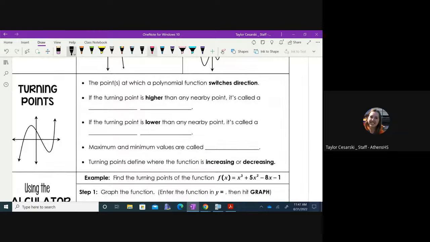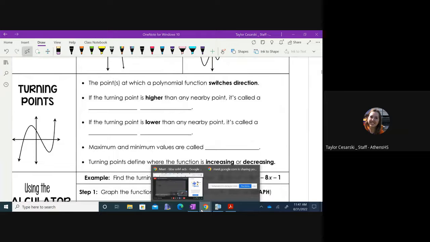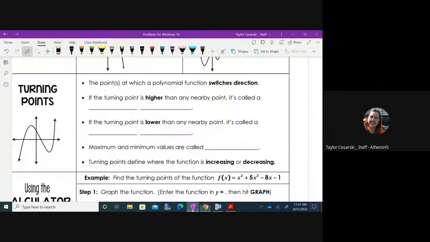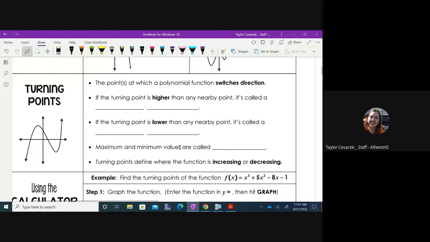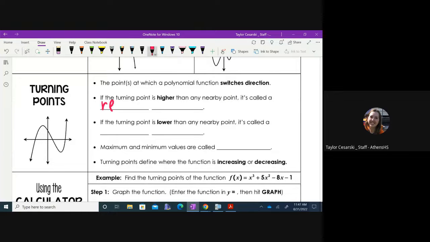All right, so next we're going to talk about turning points, which is when the graph switches direction. So to go from increasing to decreasing or decreasing to increasing. If the point is higher than any nearby point, it's called a relative maximum.